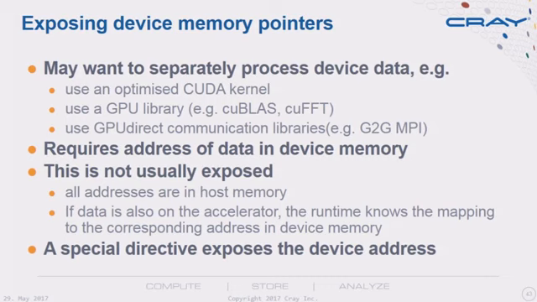There's also a method called G2G, so doing a communication between two GPUs. But therefore, you really need the address of your data on the device. And this is what you can also provide using a directive. But you have to do that manually since the compiler doesn't do that automatically for you.